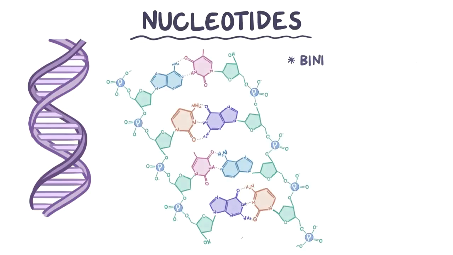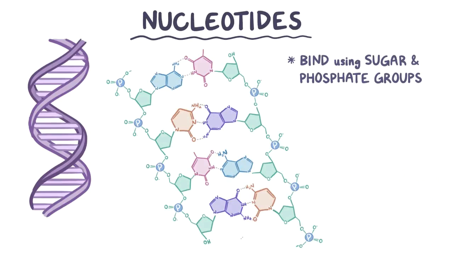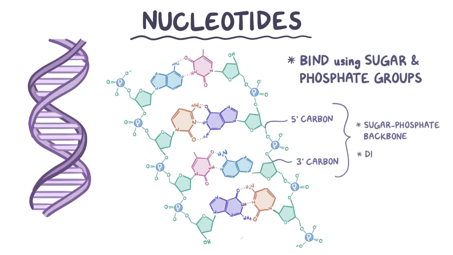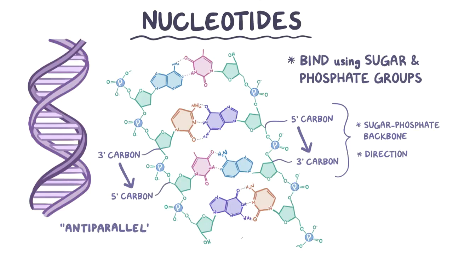The nucleotides bind to one another using their sugar and phosphate groups. The phosphate group on the 5th carbon of the sugar of one nucleotide, also called the 5' carbon, forms a covalent bond with the 3rd carbon on the sugar of the next nucleotide, also called the 3' carbon. This gives each DNA strand a sugar-phosphate backbone, as well as a direction. One of the strands runs from the 5' end toward the 3' end, while the other one runs from the 3' to 5' end. This makes DNA an anti-parallel molecule.